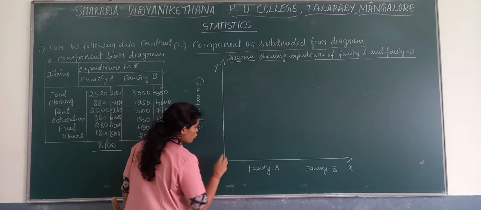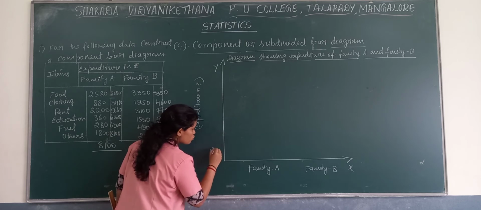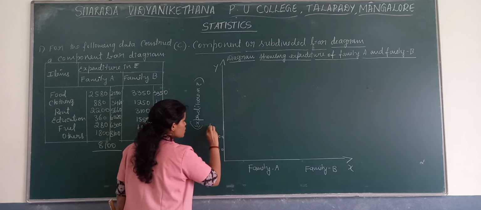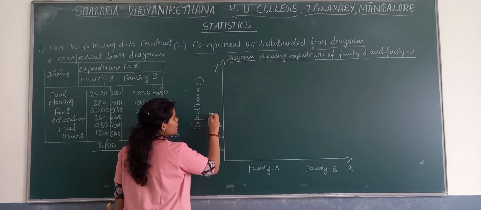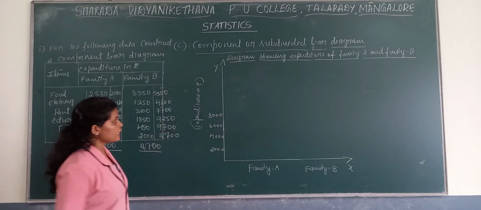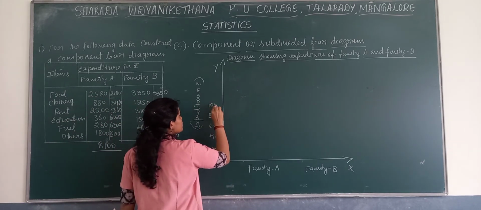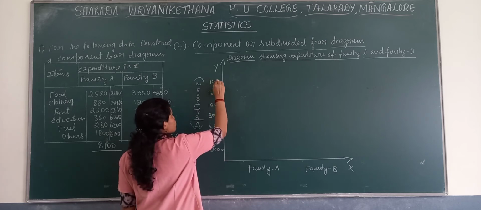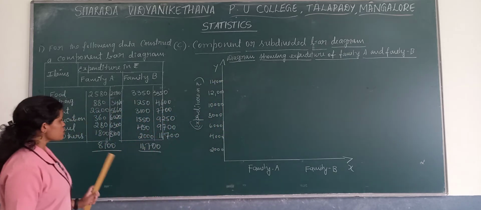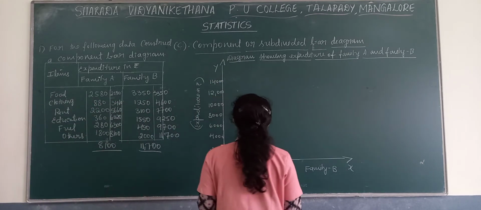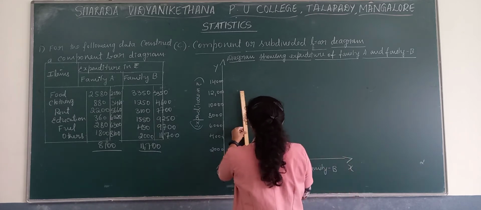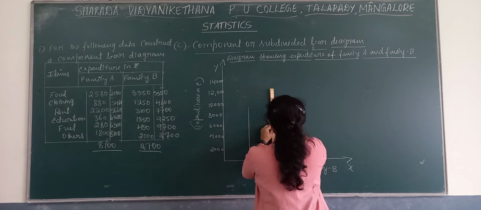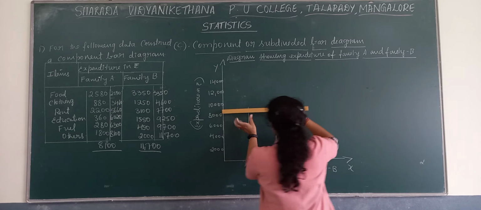Now it is better to go with values like 2,000, 4,000, 6,000, 8,000, 10,000, 12,000, 14,000. Now, the first bar is of 8,100. Here we write 8,000. First we draw the bar of 8,100.